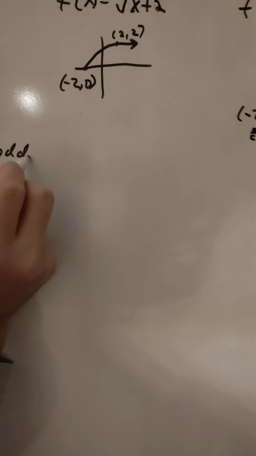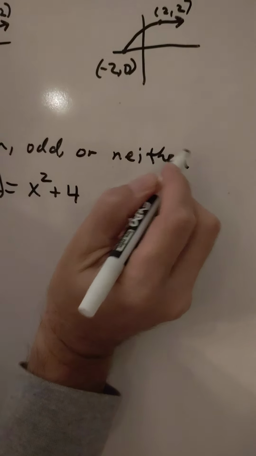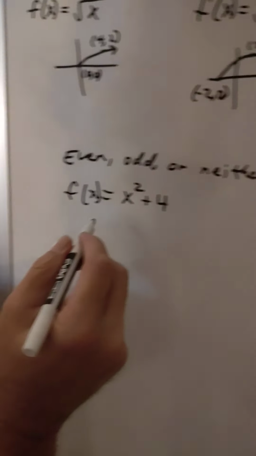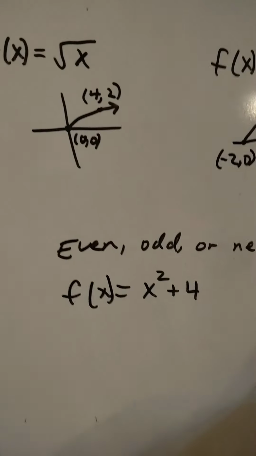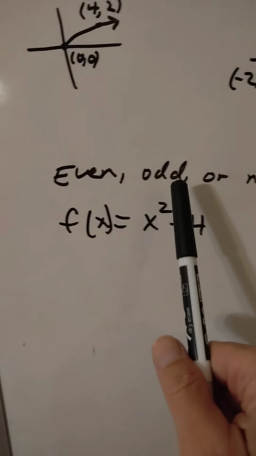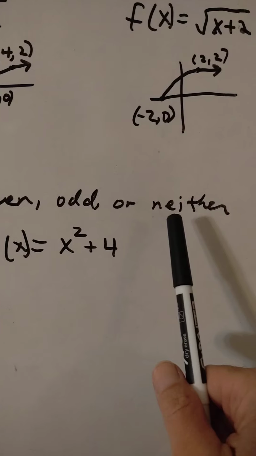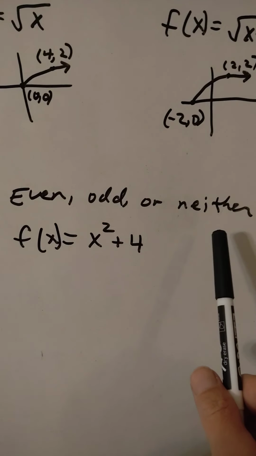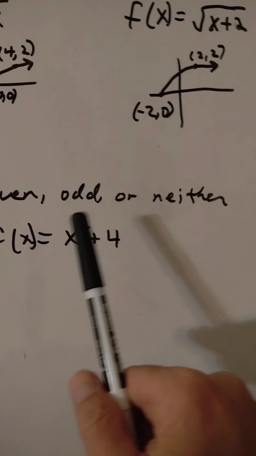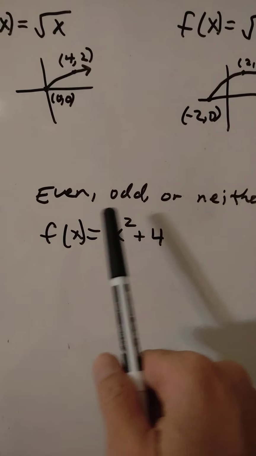One more problem: even, odd, or neither. So we're shifting gears here. Is this function even, odd, or neither? Even has symmetry about the y-axis. An odd function has symmetry about the origin. And neither means there's no symmetry about the y-axis or the origin. It's always going to be one of them, a function.